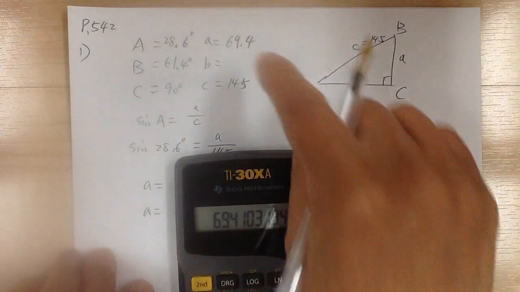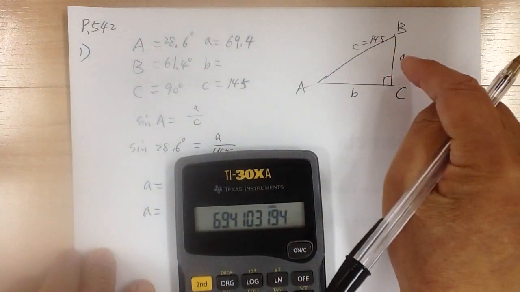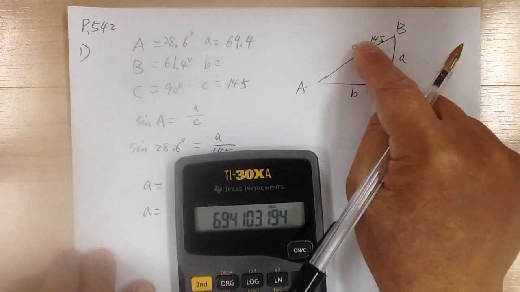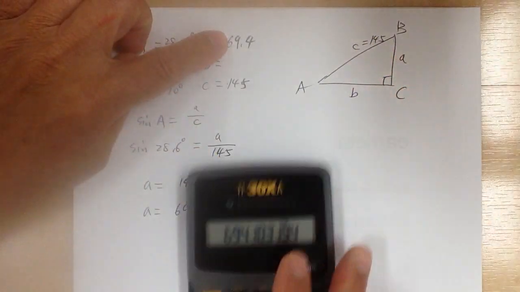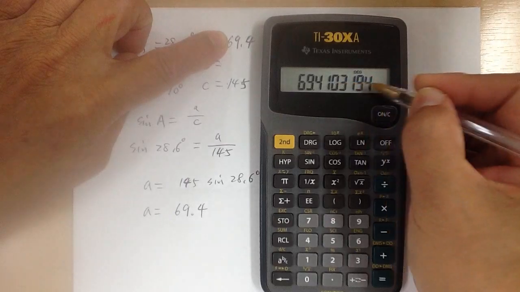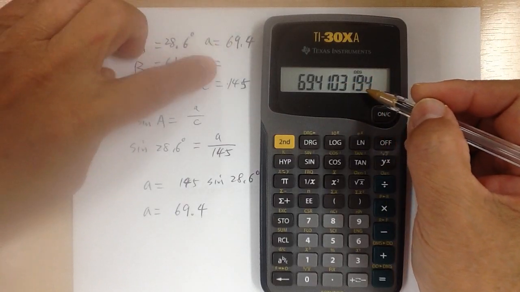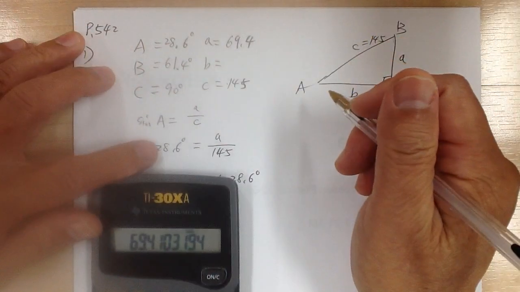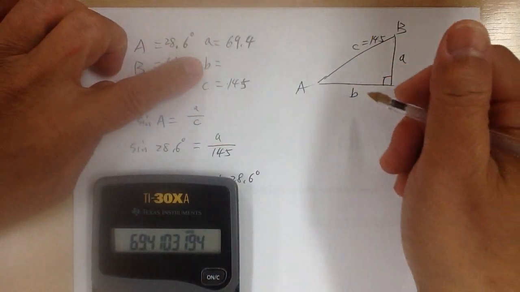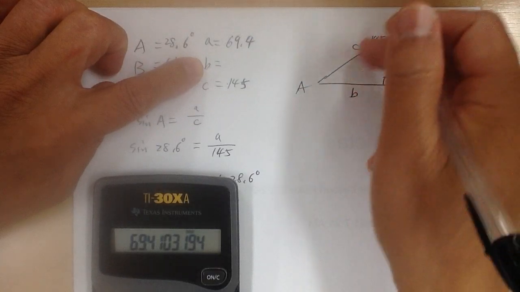Now to find b, you can use Pythagorean Theorem, a squared plus b squared equal to c squared. However, I don't recommend it because this is already an approximation because you already chopped off some digits, and you use that to get this answer. This answer is going to be probably going off even more. Okay. So to get a more exact answer, you probably want to use directly what is given.